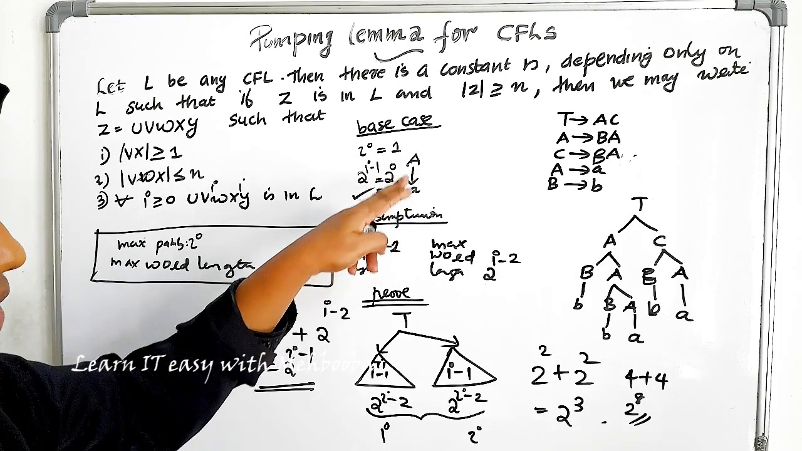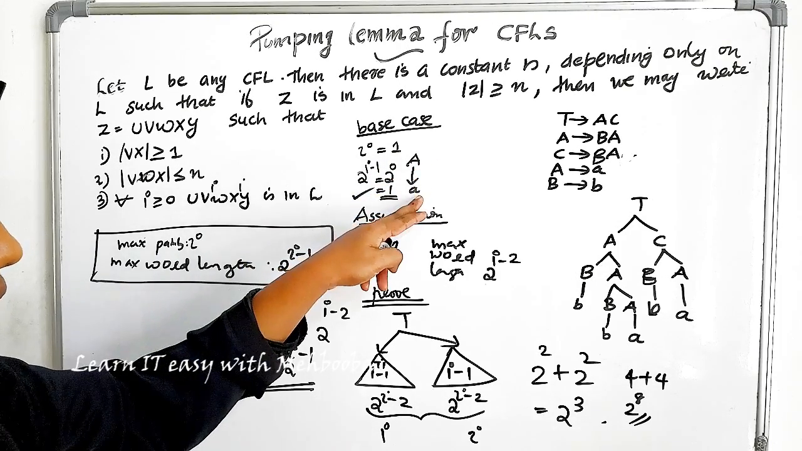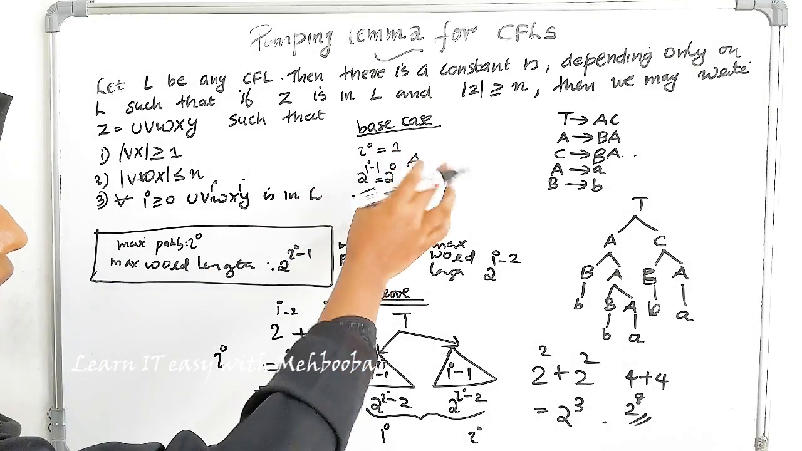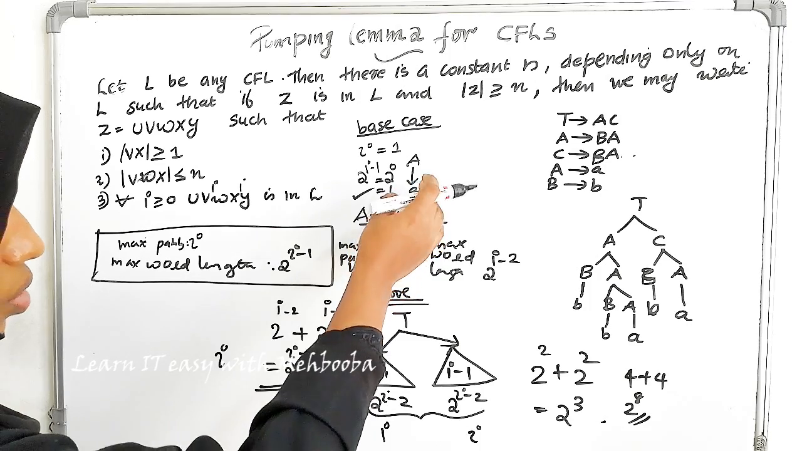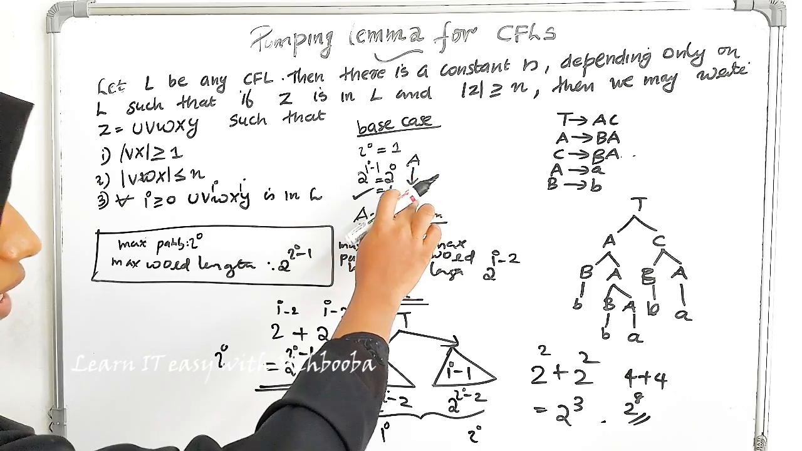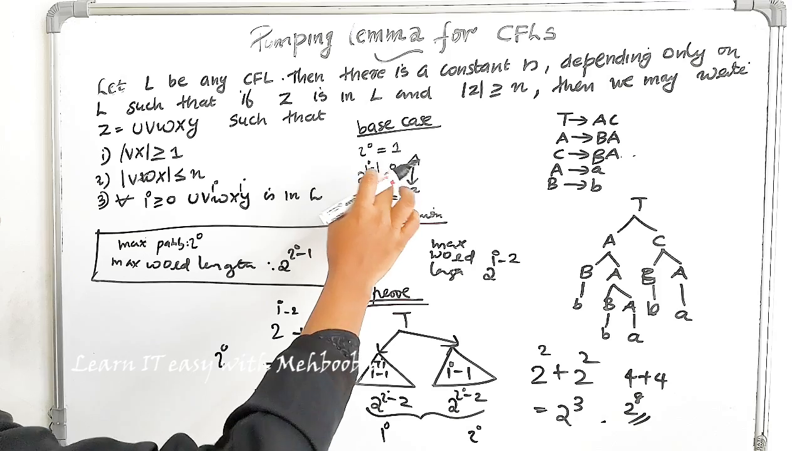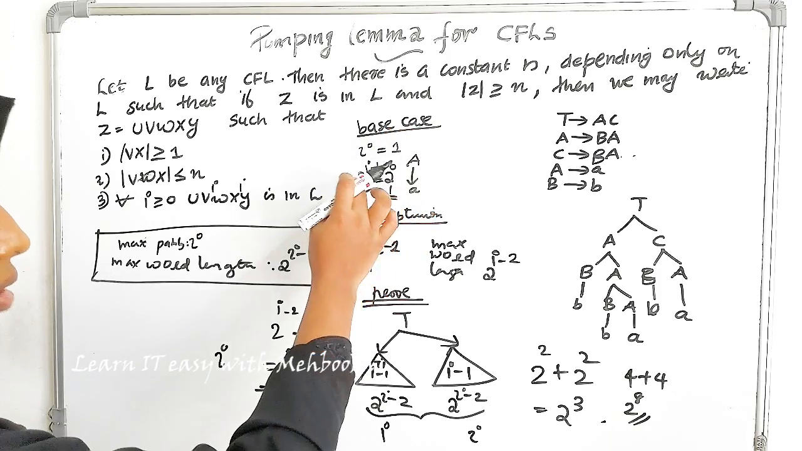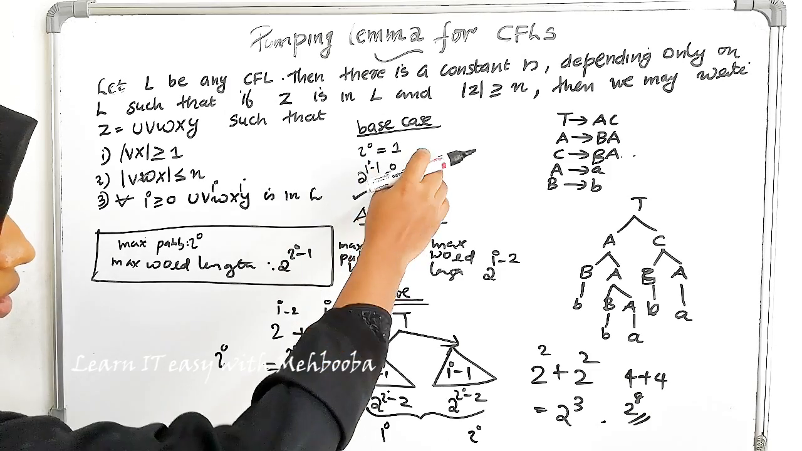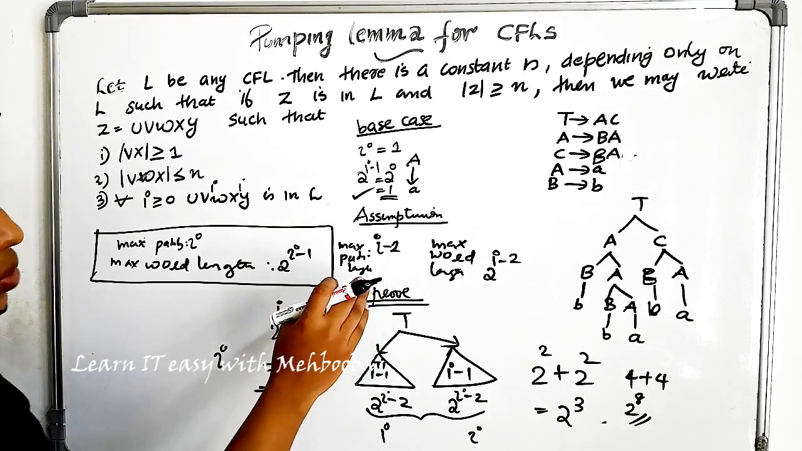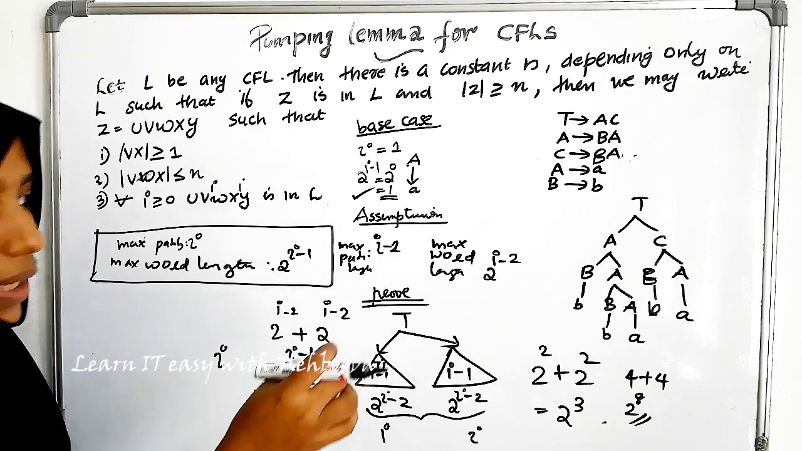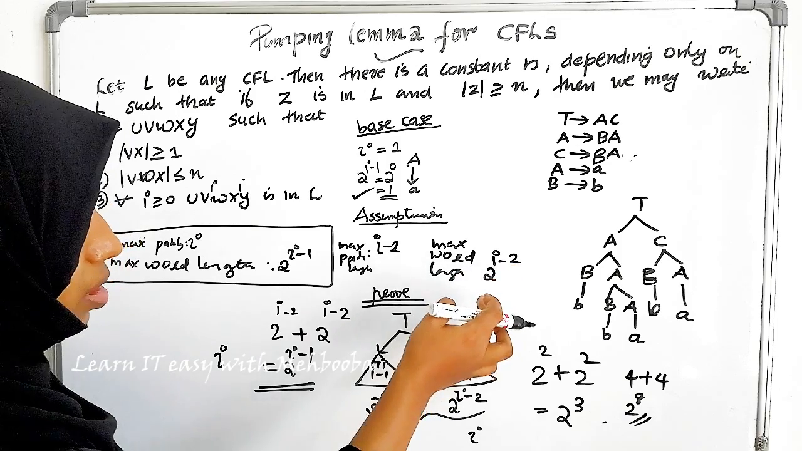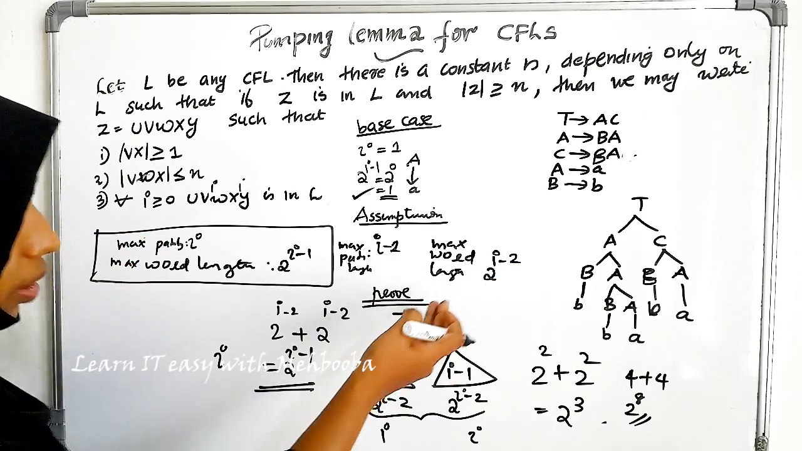For example, we took this tree wherein A is deriving small a. So when it contains one path, it has just a word of length one character. So 2 raised to i minus 1 is 2 raised to 0, which is 1. So when the path length is 1, the word length is 2 raised to 1 minus 1, which is correct in the base case. And in the assumption, we are taking that for path lengths up to i minus 1, the word length will be 2 raised to i minus 2. So that is what our assumption is.